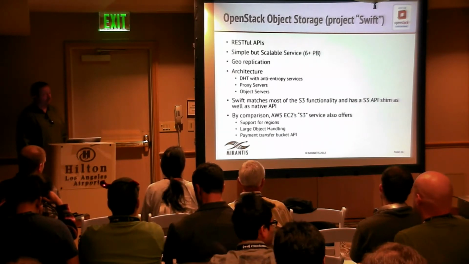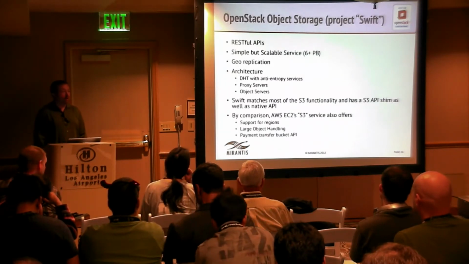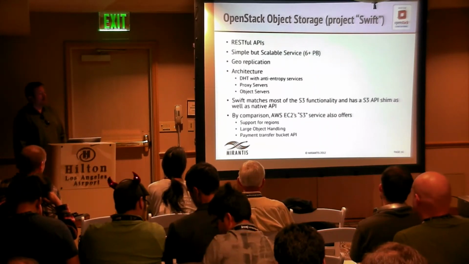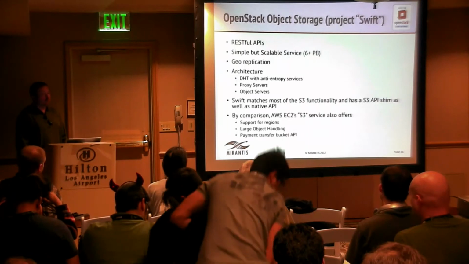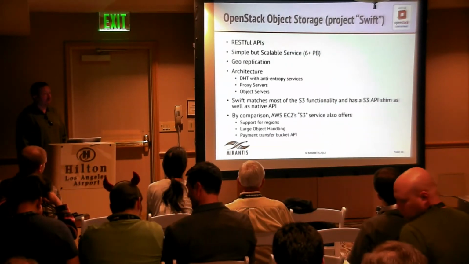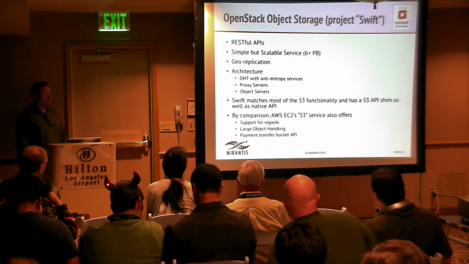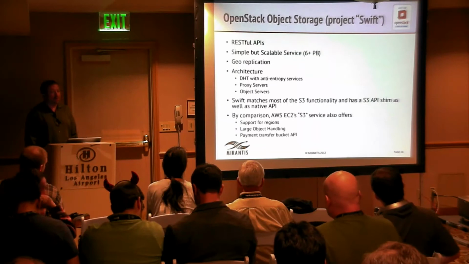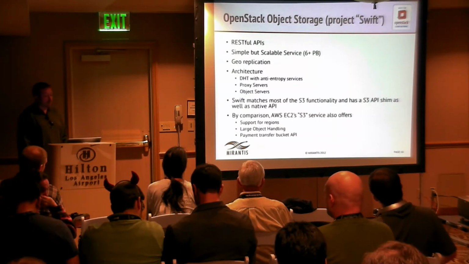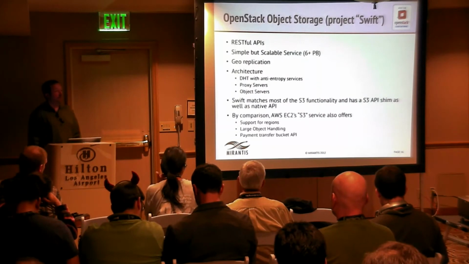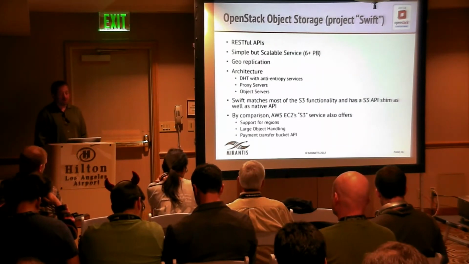Swift is designed with two types of services. There are proxy servers, who are responsible for taking in your requests via API, handling the three-way replication, and also performing some of the data consistency checks. And the object servers, the guys who actually physically store the objects on the different file systems.